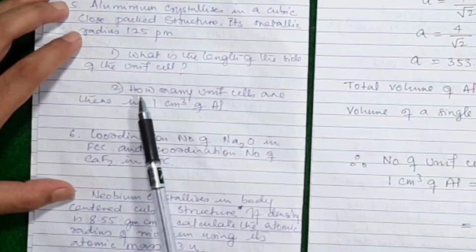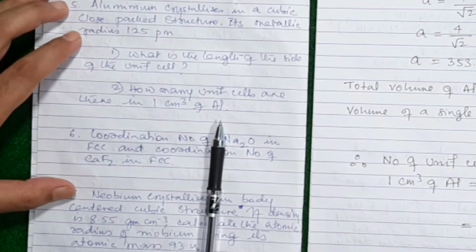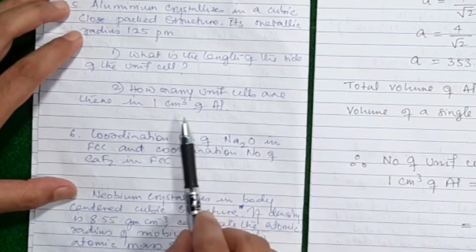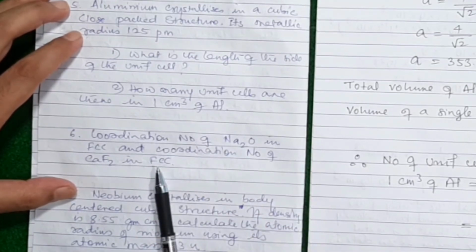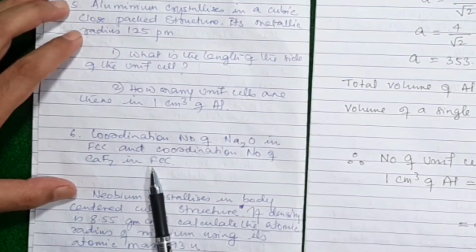Now what are we supposed to find? How many unit cells are there in 1 centimeter cube of aluminium? So we've got a small piece of aluminium, 1 cc, and within that small piece, whose volume is 1 centimeter cube, how many unit cells are there? There are millions of unit cells, I know, because each unit cell is extremely small, at atomic level. So within 1 cc, which is quite big compared to the size of 1 unit cell, there will be numerous unit cells.